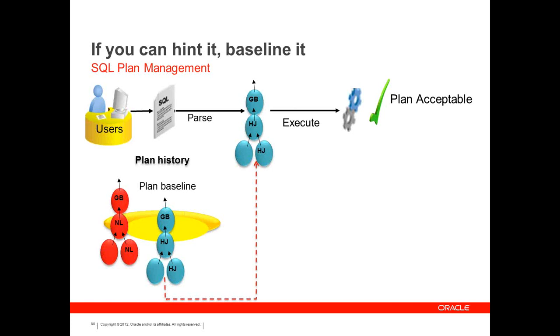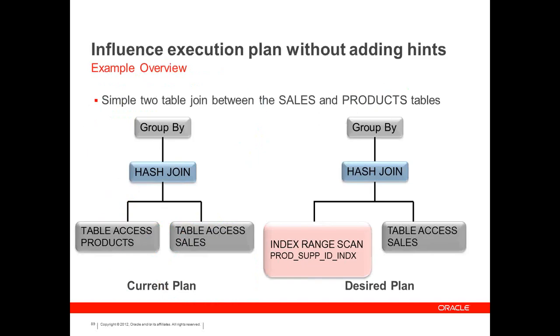So let's get back to the idea, if you can hint it, you can baseline it. I'm going to show you an example of a query where it's going to start with two full scans and a hash join out to a group by. But we've discovered through our internal testing that if it was actually to use an index range scan on the products table and then a full scan and a hash join to sales, everything would be much better. That's the plan we would like to use.